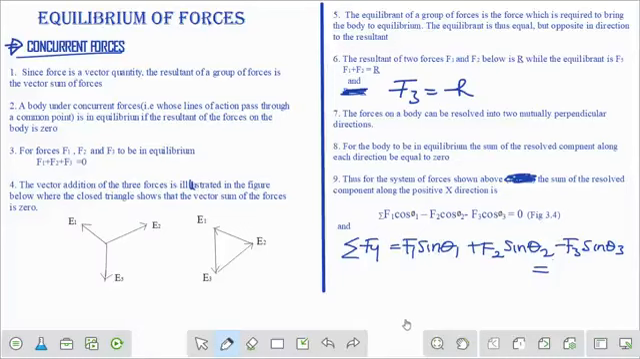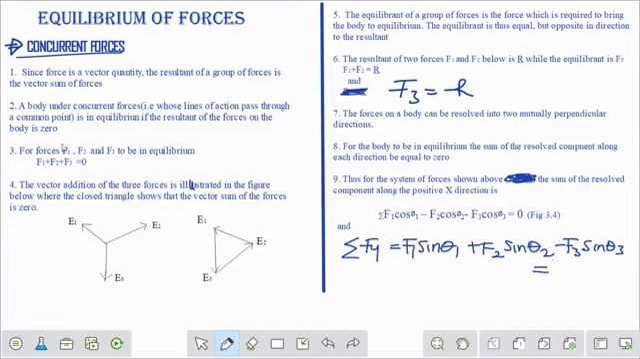Equilibrium of forces. So we are firstly talking on concurrent forces. What do we know about concurrent forces? Since force is a vector quantity, the resultant of a group of forces is the vector sum of forces. So a body under concurrent forces, that is, whose lines of action pass through a common point, is in equilibrium if the resultant of the forces on the body is zero.